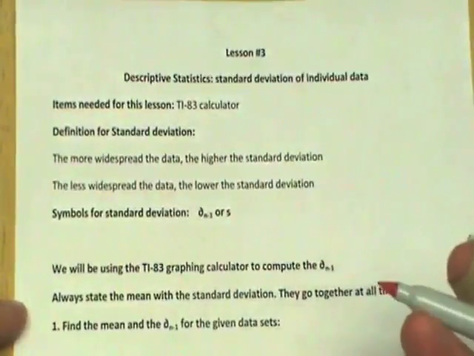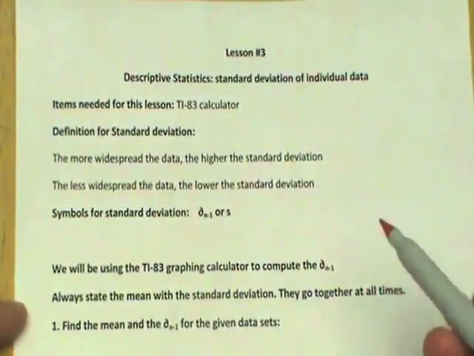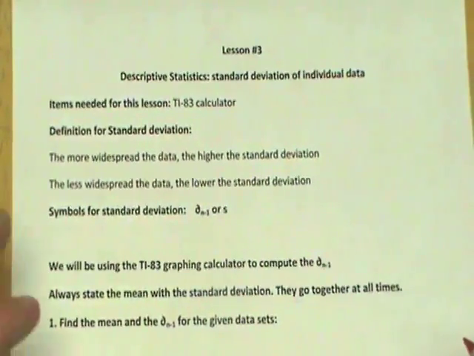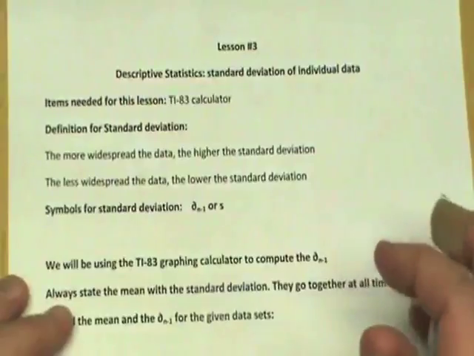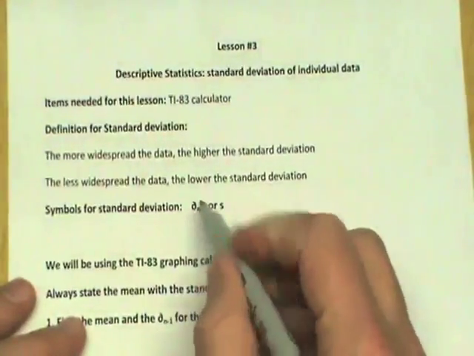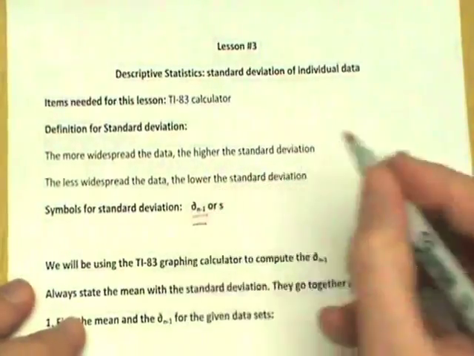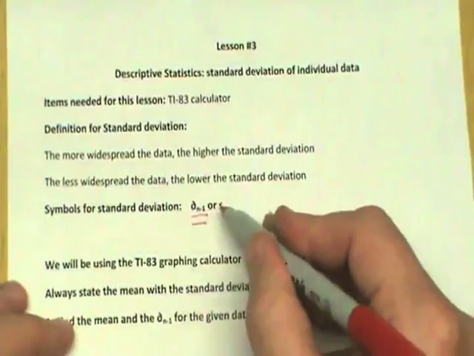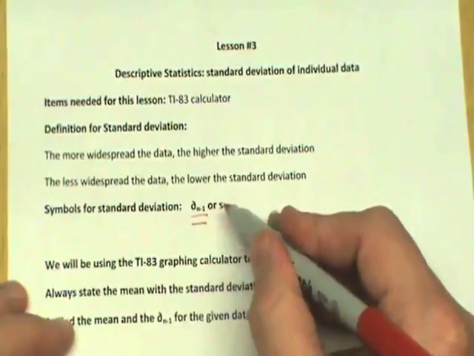The lesson talks about mean and standard deviation, and in the lesson it goes into talk about what standard deviation is all about. That's the emphasis of this lesson. The standard deviation symbol, if you notice right here, is a curly looking sigma, so it's a Greek letter. It looks like a curly 6, but it's sigma sub n minus 1, or sometimes they have s.